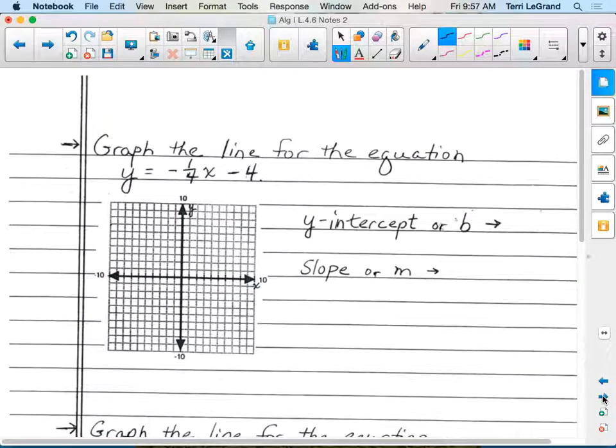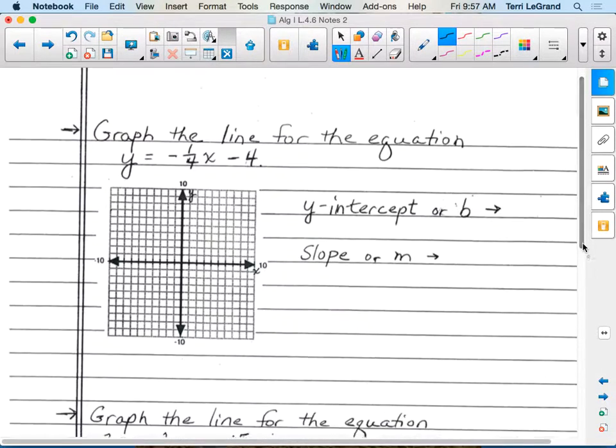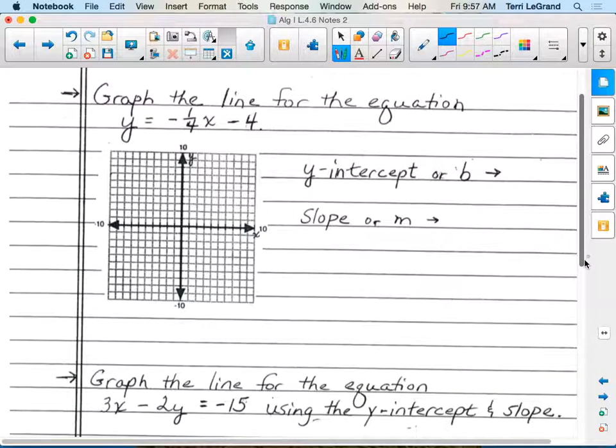Okay, let's go to the back side. Graph the line for the equation y equals negative 1/4 x minus 4. So the starting point, I always like to identify that first because that's really the first place you're going to go on your graph. So what is our y-intercept? Negative 4. If we change this to how it was before it was cleaned up, it would be negative 1/4 x plus a negative 4. So our y-intercept is negative 4. Our slope is what?